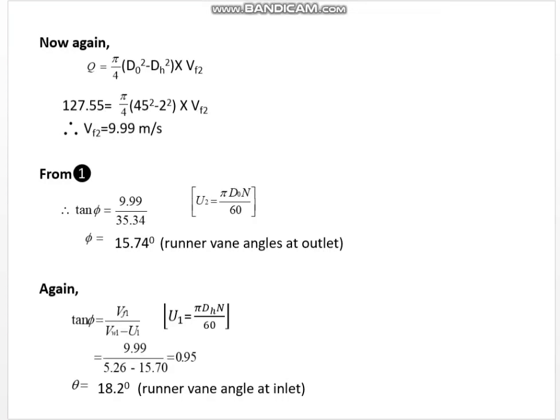And for the inlet we can write the formula tan theta, which is equal to Vf1 by Vw1 minus U1. We got U1 by using the formula pi Dh N by 60, where Dh is the diameter of the hub or the inner diameter. By doing the calculation we found the runner vane angle at inlet theta is equal to 18.2 degree.